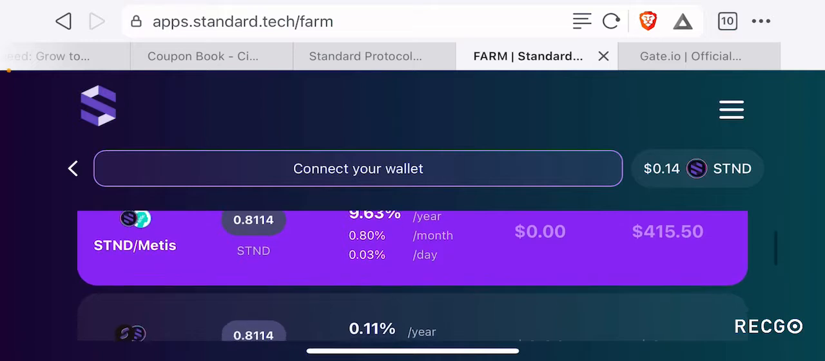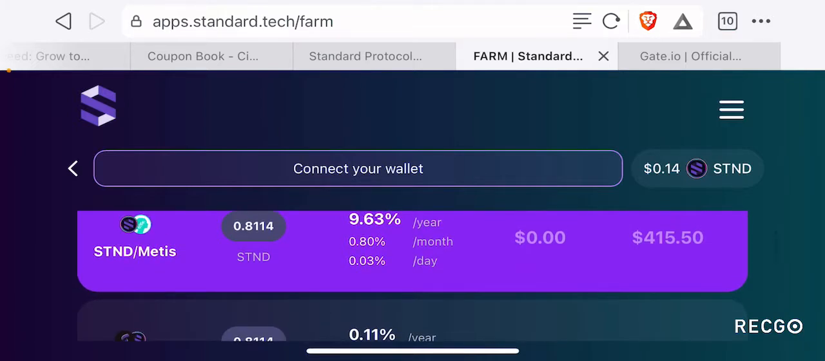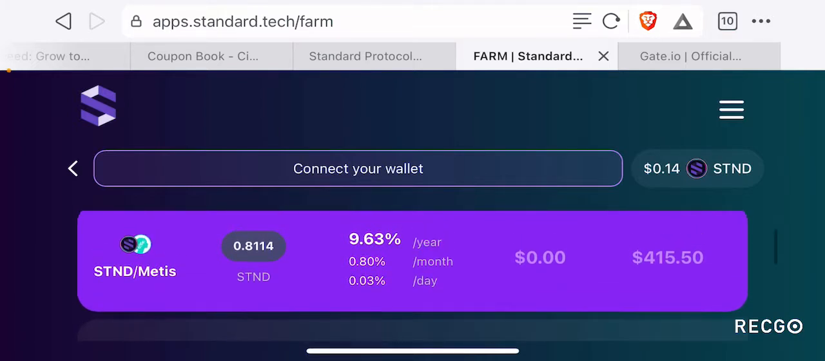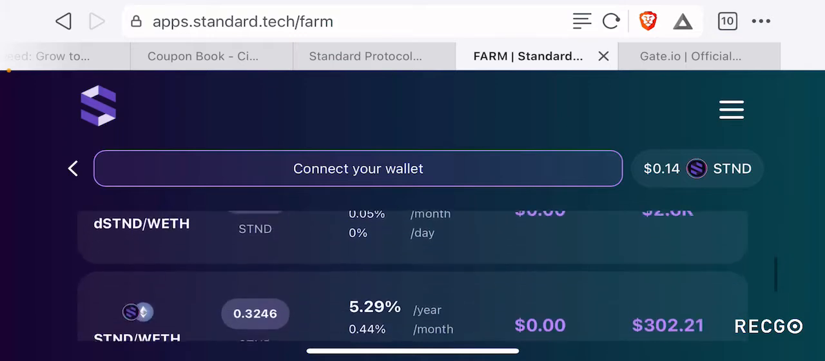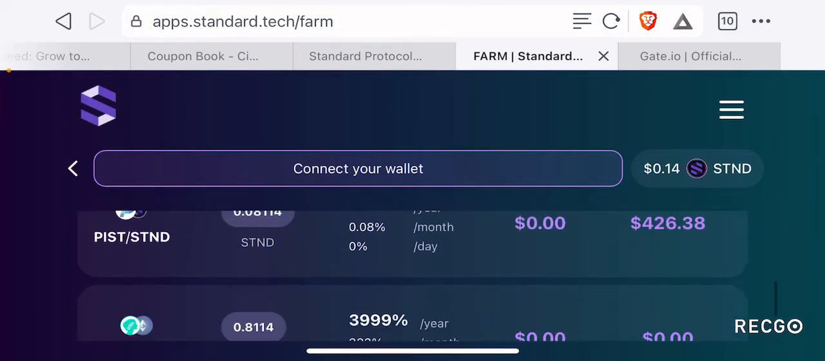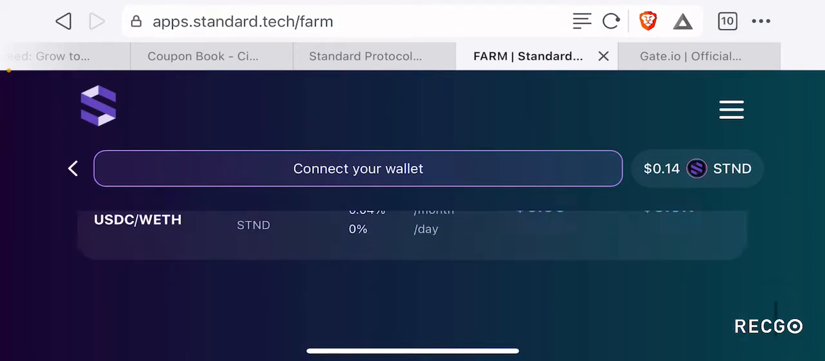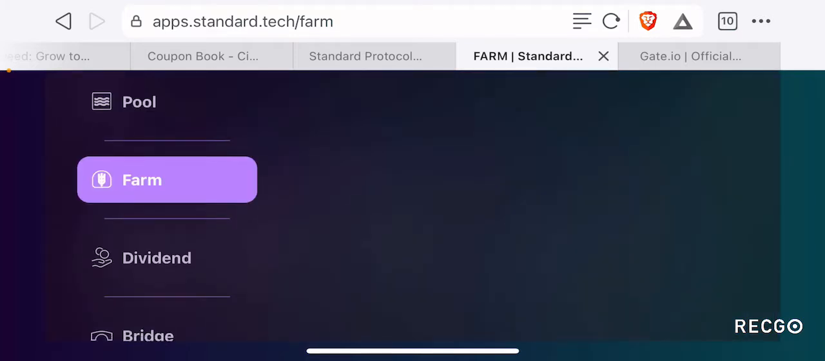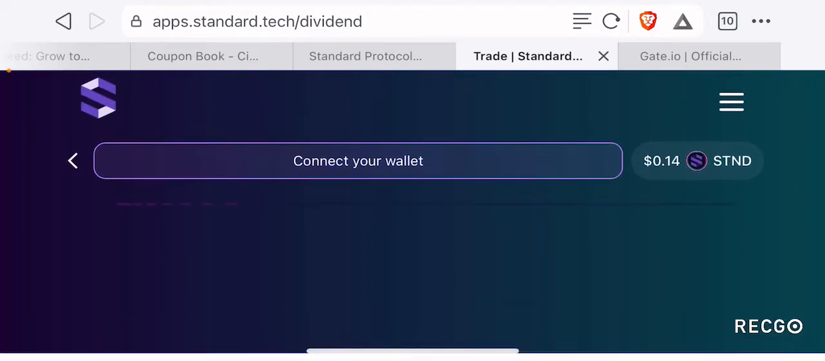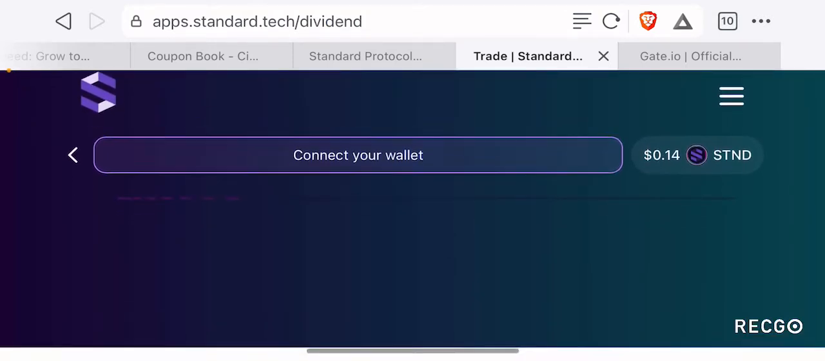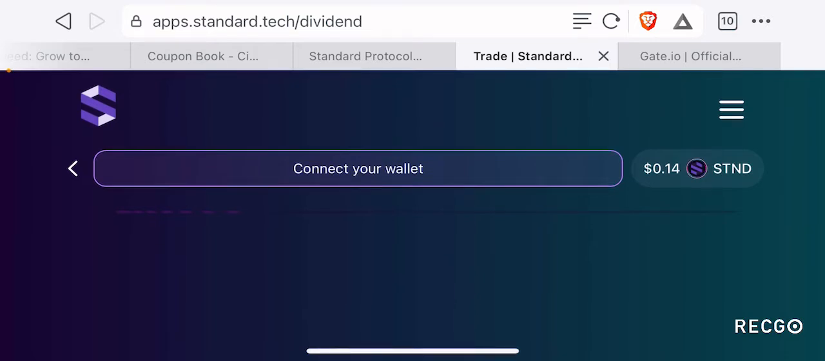So here you can see the STND Metis pool that provides you an annual APY of 9.63% paid out in STND tokens, and you have several other pools at the bottom, with multiple different pairs that you can technically take advantage of. On the top right corner, they have dividends, which is where you get the stablecoin distributed, but since this is a mobile version and I'm not connected to my wallet, you can't really see this component active right now.